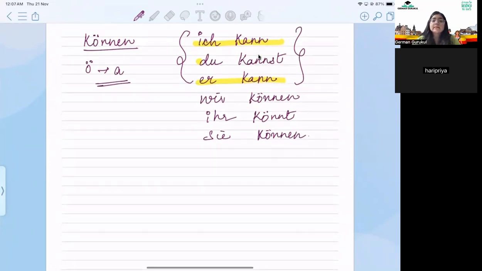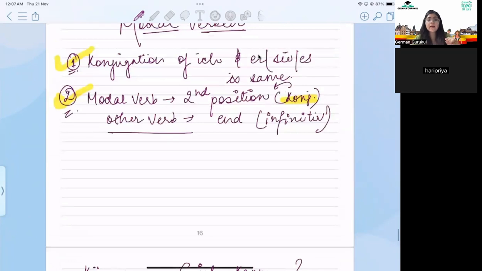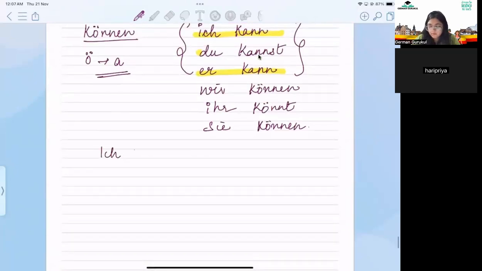Now let's take an example. For example, I want to say I can swim, right? So there are two verbs in this sentence. One is can and the other one is swim. So, which one to conjugate? I told you in rule number 2 that the modal verb should be conjugated and the other verb will go at the end. So I'll say: Ich kann schwimmen.